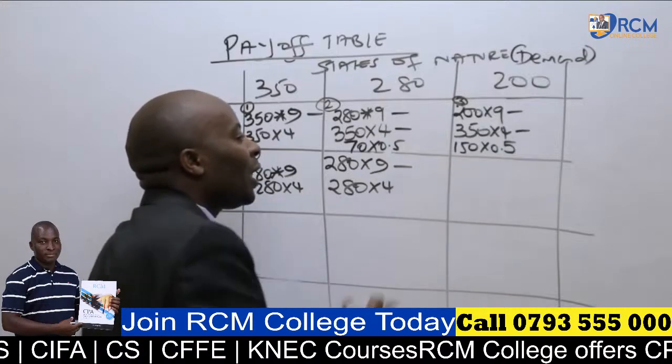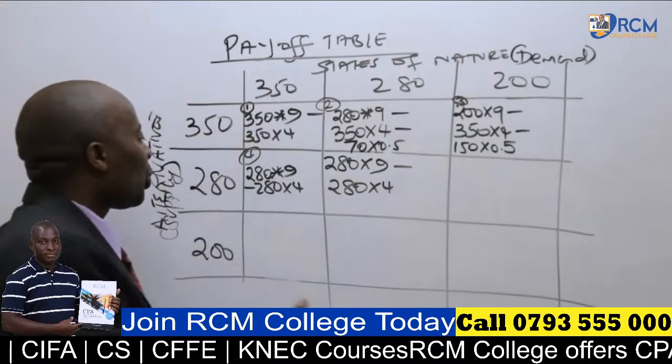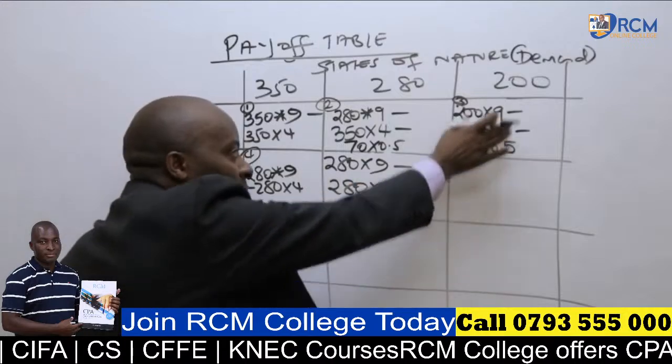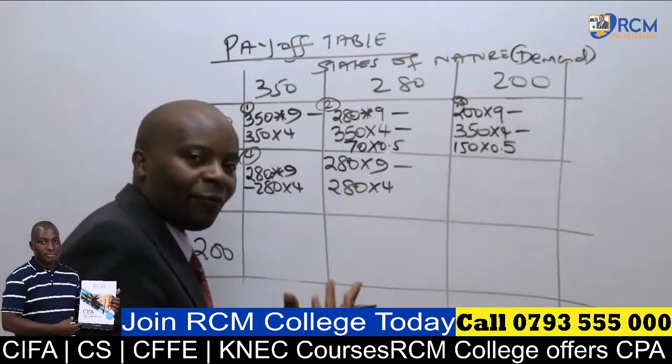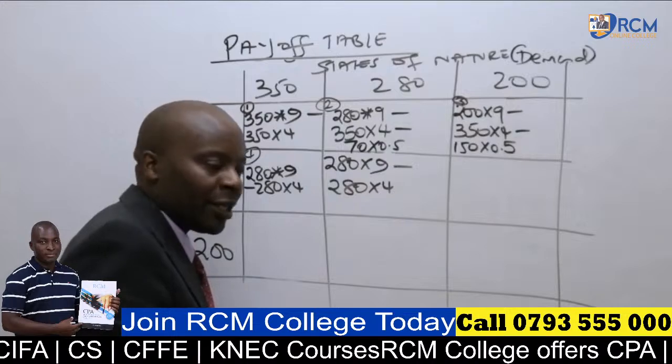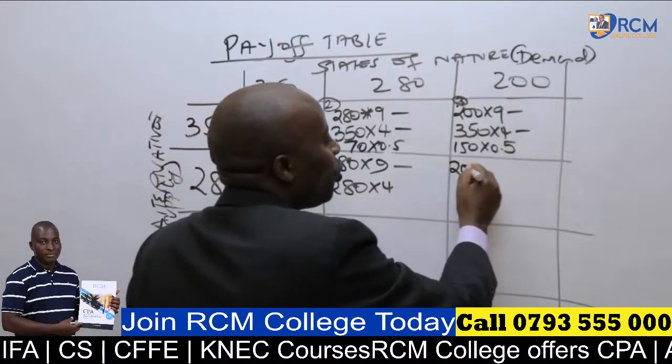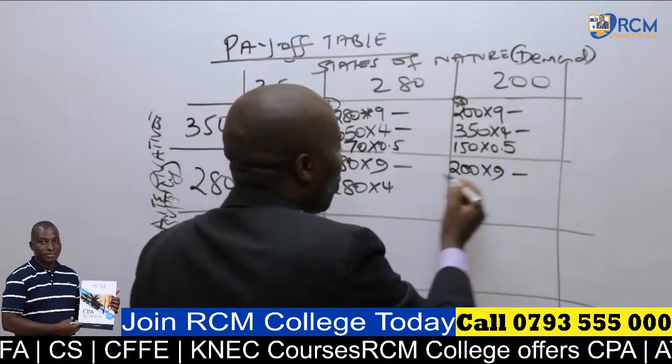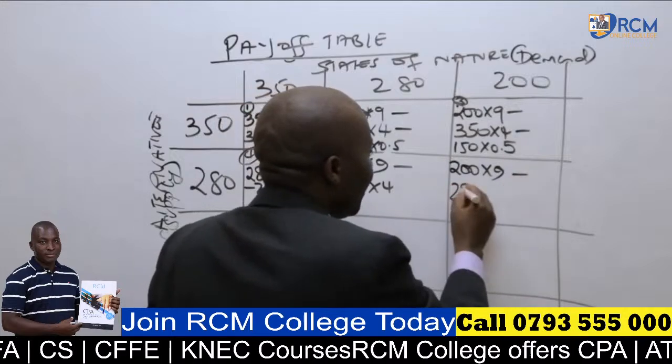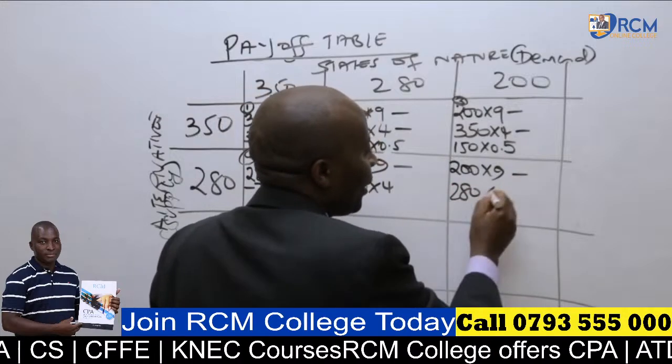This particular cell, we are able to produce 280, but how many are demanded? Fewer. So we shall sell the fewer units which are demanded. So here we shall sell 200 at 9, minus the cost of supply. Of course, we had supplied 280. So 280 times the cost of supply, which is 4.